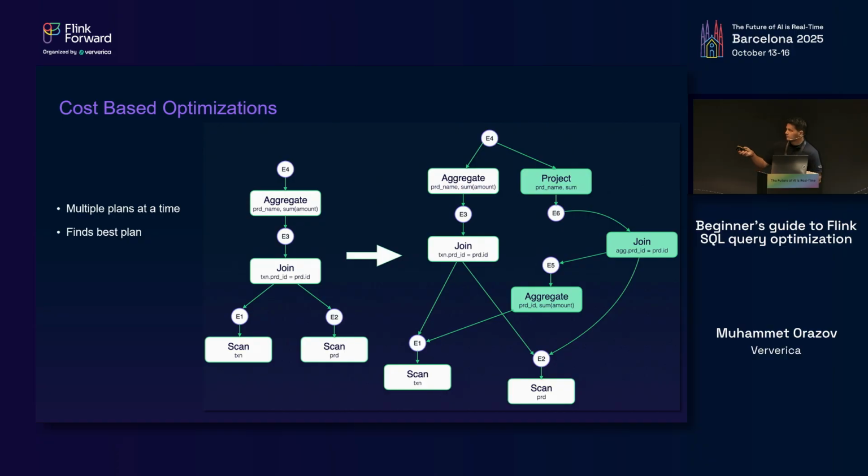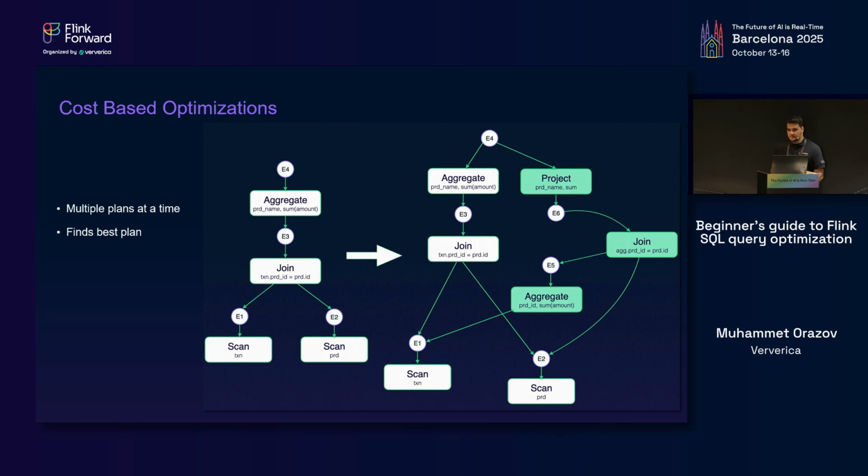So here we also generate so-called equivalence groups. For example, for the E4, that's an equivalence group. If you follow both the ways, aggregate way or project way, you will get the same results. That's why they are collected into the same equivalence group.